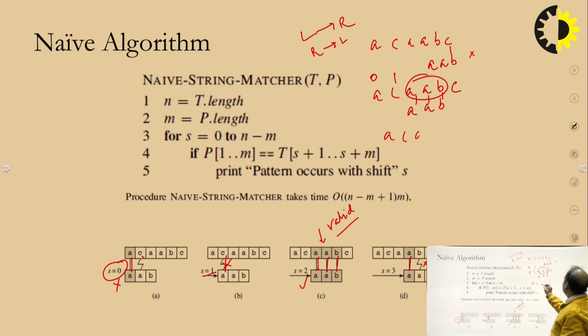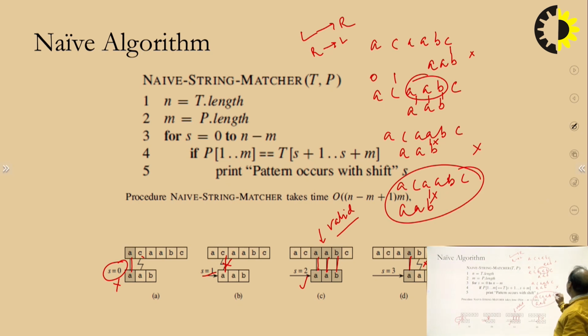Then ACAABC, we can also compare from right to left. No, there is a mismatch. No, it is not going to be a valid shift, right? So same thing, ACAABC and then AAB. No match, that means it is going to be discarded. So only one match is going to be found.